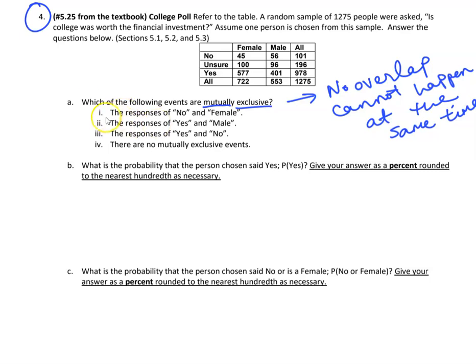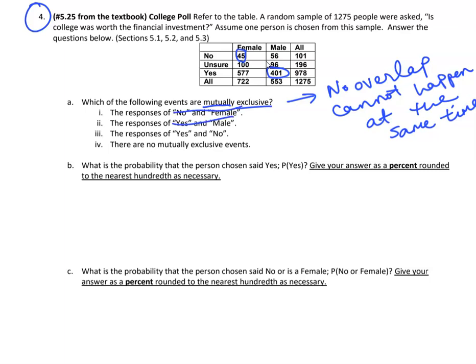So I'm looking at the choices here, the responses of no and female. I would say those are not mutually exclusive because there's overlap. There is a group that is both no and female. That's this group right here, the 45 people. So that's not it. Yes and male. Well, is there a group that has overlap? Yes and male. That's this group right here. So those are not mutually exclusive.